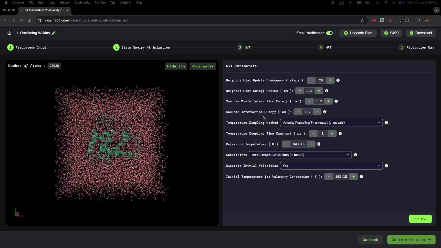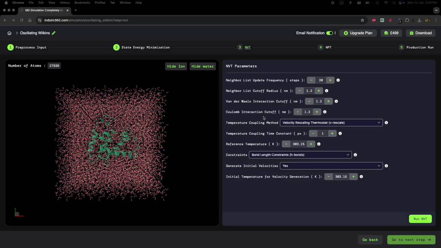Next, we have the neighbor list cutoff radius. This is the distance within which Gromacs considers atoms as neighbors. Not all atoms interact with each other, so this radius limits the number of interactions.